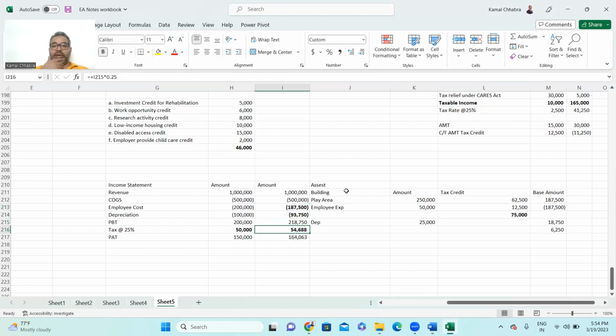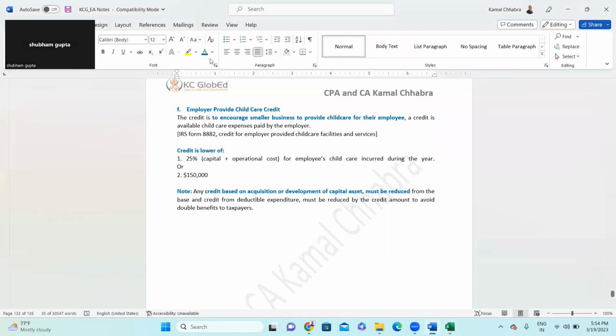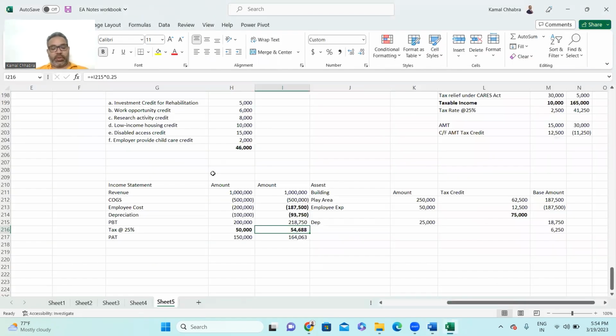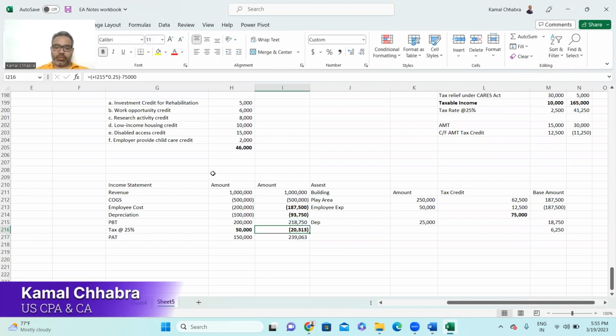Now the third adjustment is in taxes. So for this tax credit, the tax credit is to encourage small business. A credit is available. Credit is the lower of 25% or $150,000, whichever is lower. That means this is your total taxes, and you have a tax credit of $75,000. So this is your refund position. Your taxes will go down to 0. Make sense?